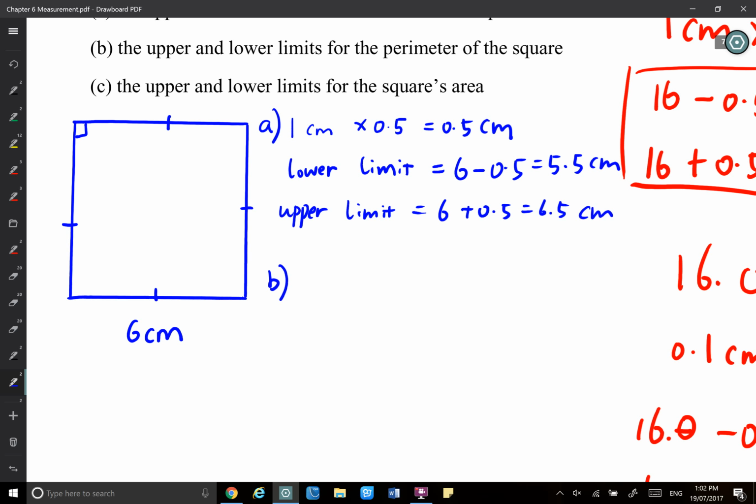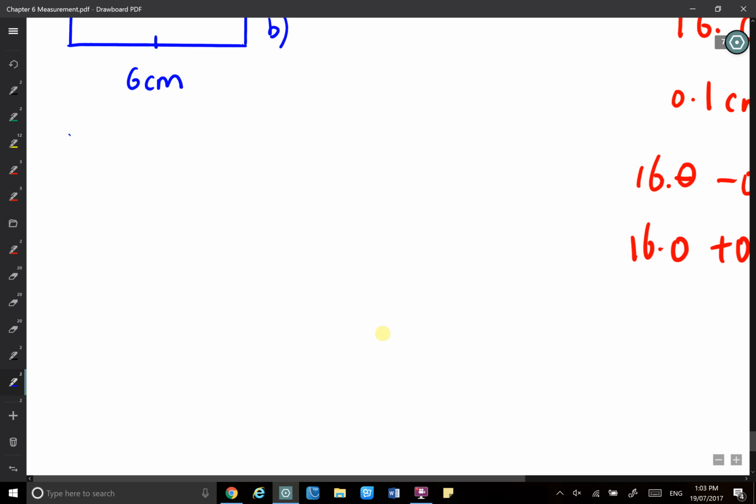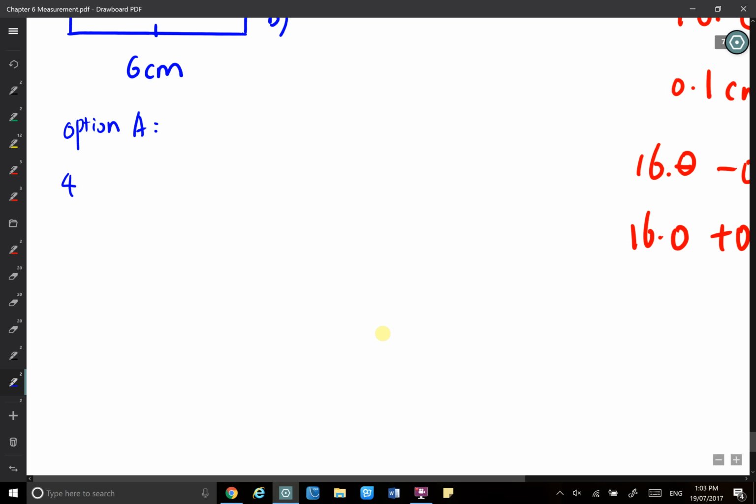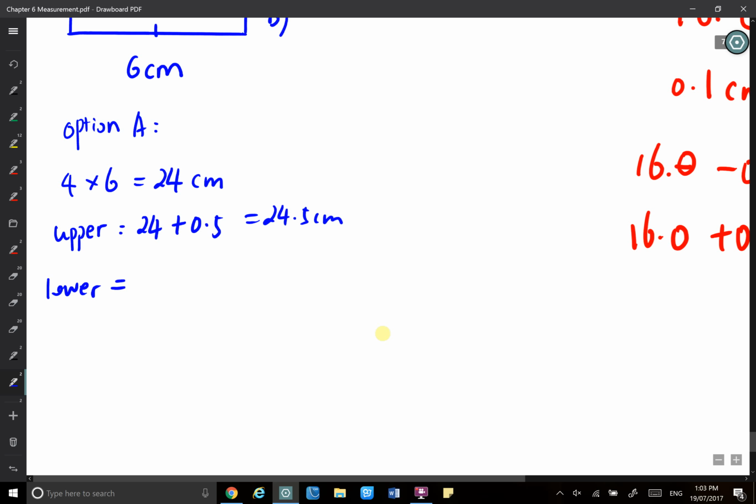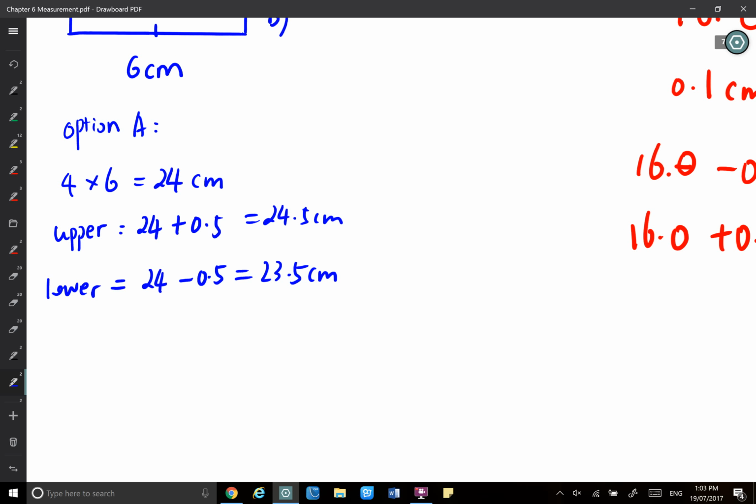In B, after you answer A, let's have a look at B. B asks you, what are the upper and lower limits for the perimeter of the square? I give you two options, and you can tell me which one you think is correct. Option A will be to calculate the perimeter first by using 6. So 4 times 6 equals 24 centimeters. Then the upper one will be 24 plus 0.5, which is 24.5 centimeters, and the lower one will be 23.5 centimeters. That's my option A. The upper perimeter will be 24.5, the lower perimeter will be 23.5.